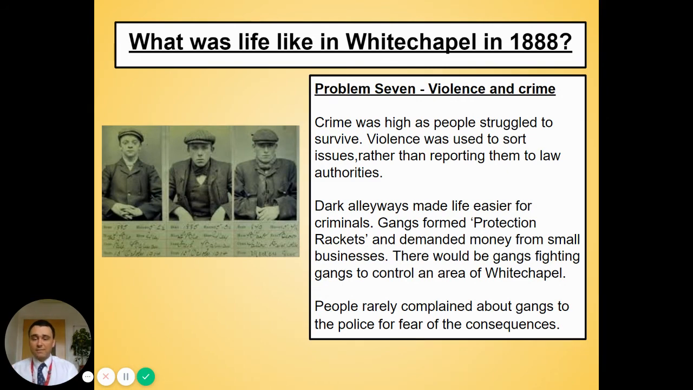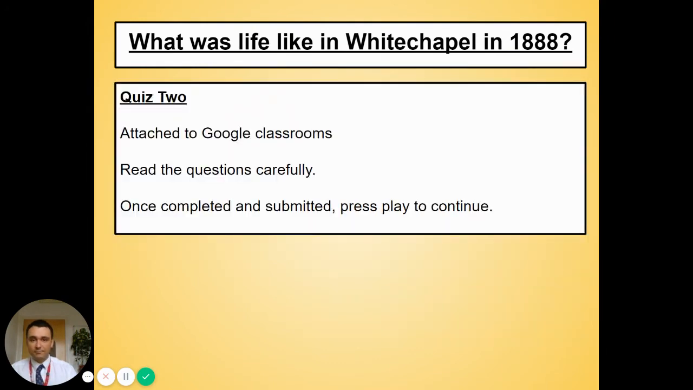And there would be gangs fighting gangs to control the areas of Whitechapel here to assert their dominance. And like we said, people really complained about these gangs because they were scared of the consequences. And that made it so much more difficult for the police to find out what was going on with these gangs and who was responsible. People being too scared and the dark alleyways made this very difficult for policing.